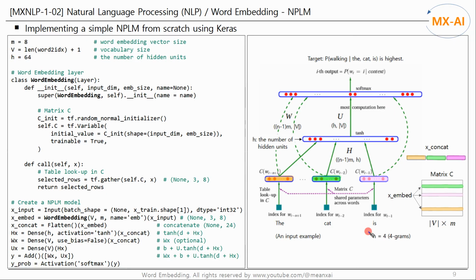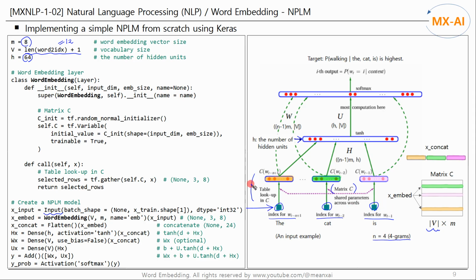Next, we build the model presented in the paper. The word embedding size of the matrix C is set to 8. The vocabulary size is as follows. In our case, the vocabulary size is 12, including index 0. The number of neurons in the hidden layer is set to 64. Create an input layer that receives sequences of words. Since we use 4 grams, the number of neurons in this layer is 3.